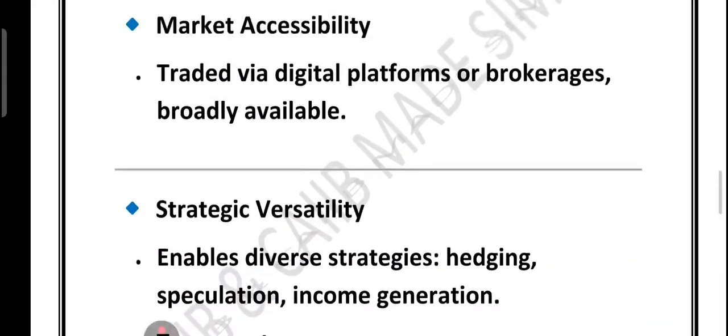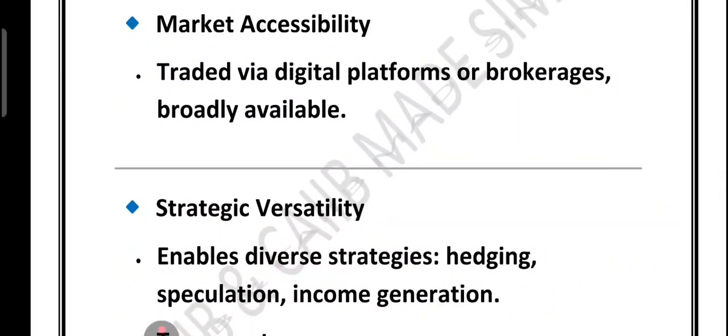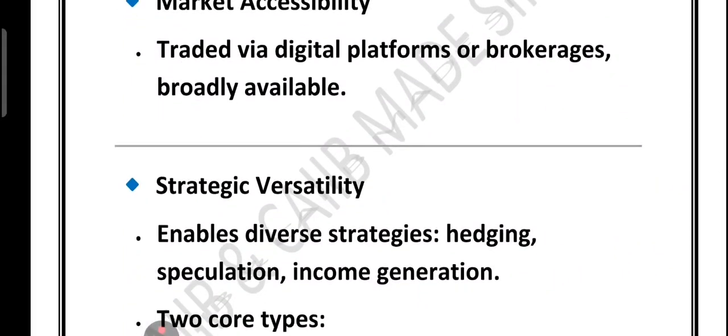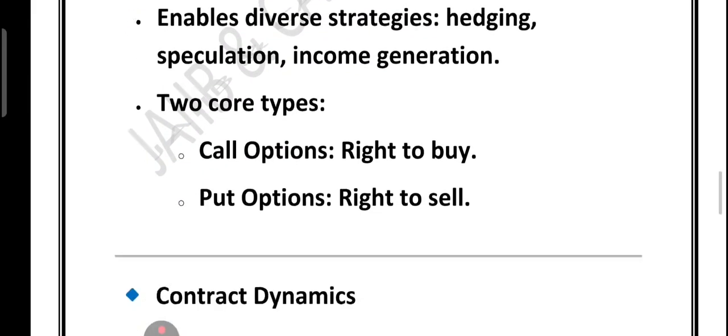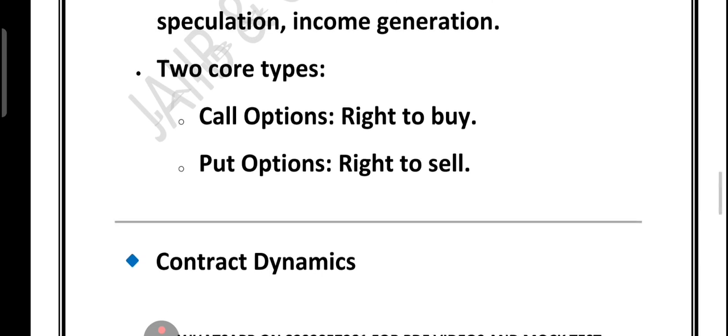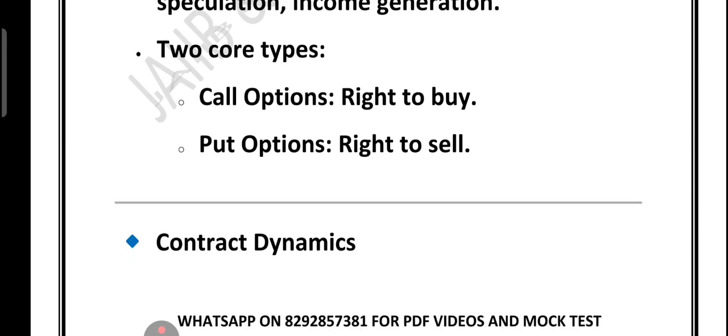There are some terms like market accessibility, which means options are easily traded online via digital platforms and brokers, making them accessible to most investors. Then strategic versatility: options allow hedging, speculation, and earning income. Two main types are there: call option, which means the right to buy, and put option, the right to sell. So call means buy, put means sell. The purpose is very simple: risk management and profit strategy.